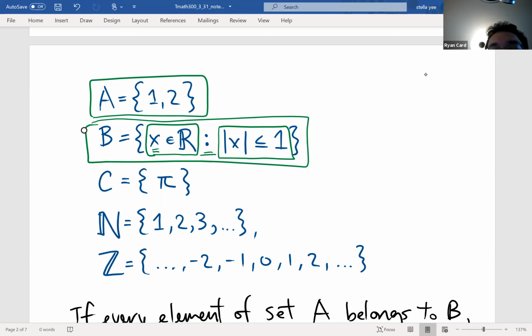Another way, if you're familiar with interval notation, is all the numbers between -1 and +1, including the endpoints. So both of these are describing the exact same set.